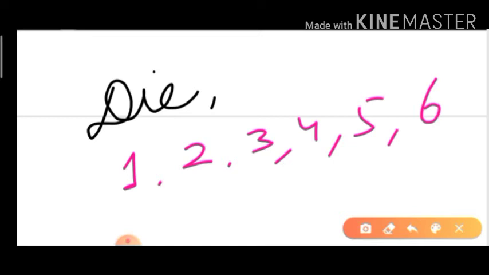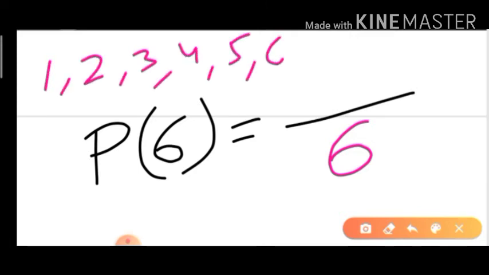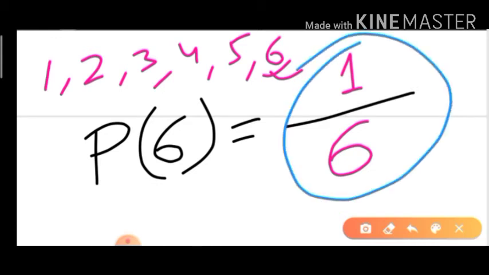Now, if we are asked to find, the total number of outcomes is 6: 1, 2, 3, 4, 5, 6. Now you are asked to find the probability of getting a 6. For that, you have to divide by the total. We know the total number of outcomes is 6, so we write 6. And how many 6s are there on a die? Only one 6, so 1. So the answer will be 1 by 6.